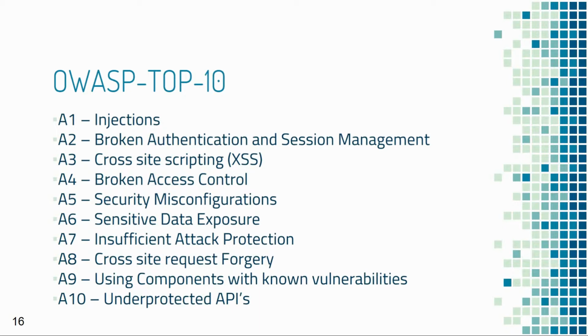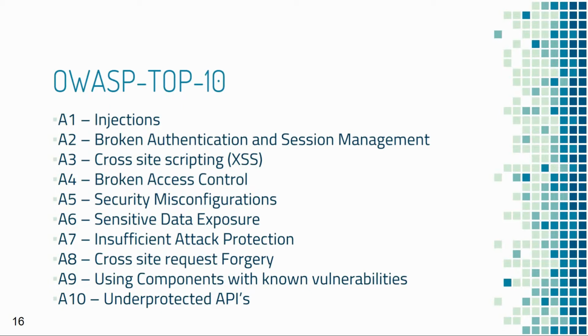Then we have A3, which is cross-site scripting. XSS flaws occur whenever an application includes untrusted data in a new web page without proper validation or escaping of that data. These are also related to updates an existing web page with user-supplied data using a web browser API that can create JavaScript. Cross-site scripting allows attackers to execute scripts in the victim's browser, which can hijack user sessions, deface websites, or redirect the users to malicious sites.